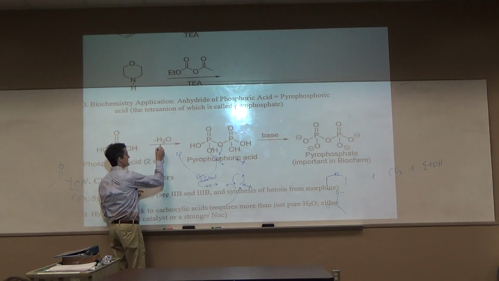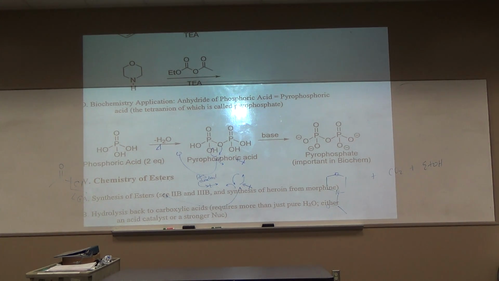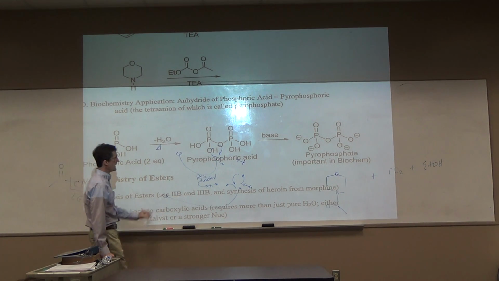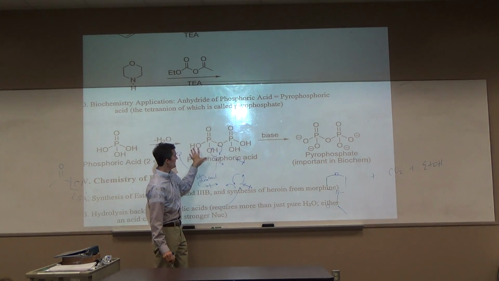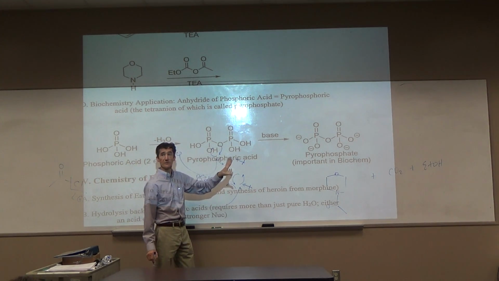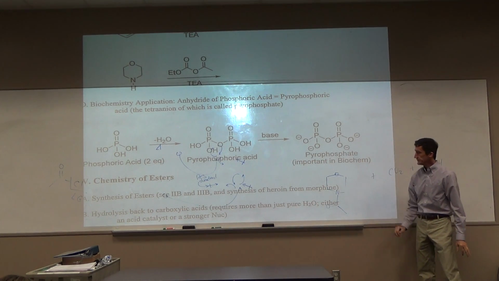Pyro means heat, and so this was heated. It goes by a different name, but the pyro means that it was heated. That's how it was formed. Pyrophosphoric acid is seen in biochemistry. Now you still have these acidic H's. And so under basic conditions, these H's can all be removed, and it can exist like this. And that's called pyrophosphate.